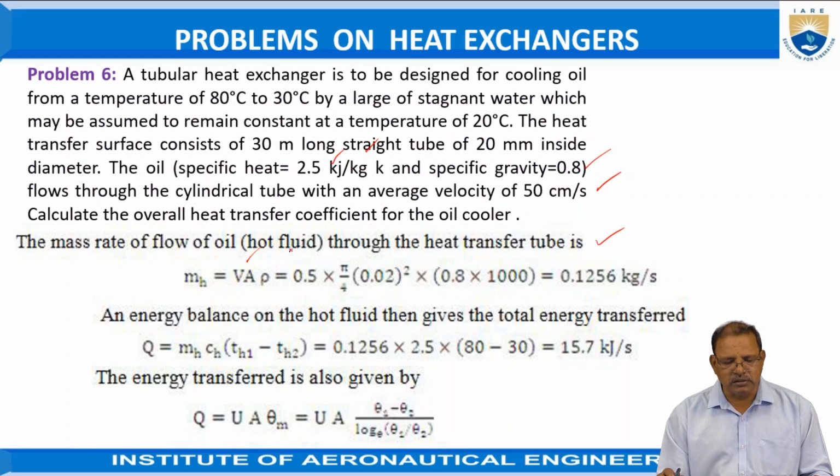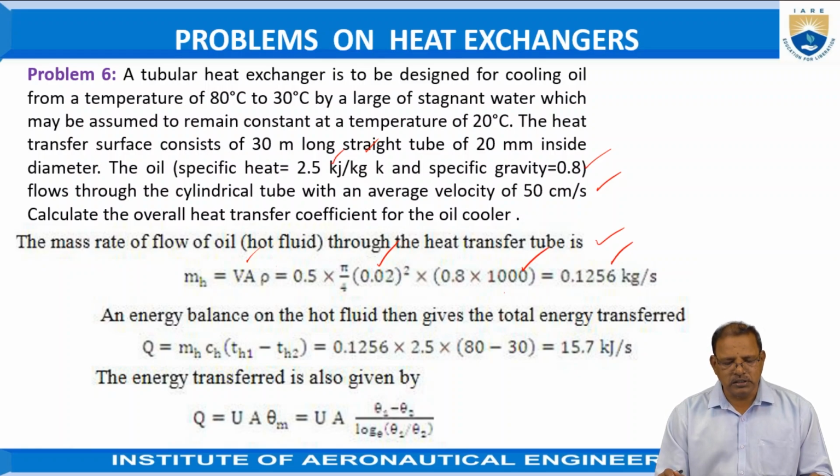From this relationship we get 0.5 into area, where area is equal to pi by 4 into 0.02 whole square. The density of the fluid is given as 0.8 into 1000. From this relation we get 0.1256 kg per second. And energy balance on the hot fluid then gives the total energy transferred.